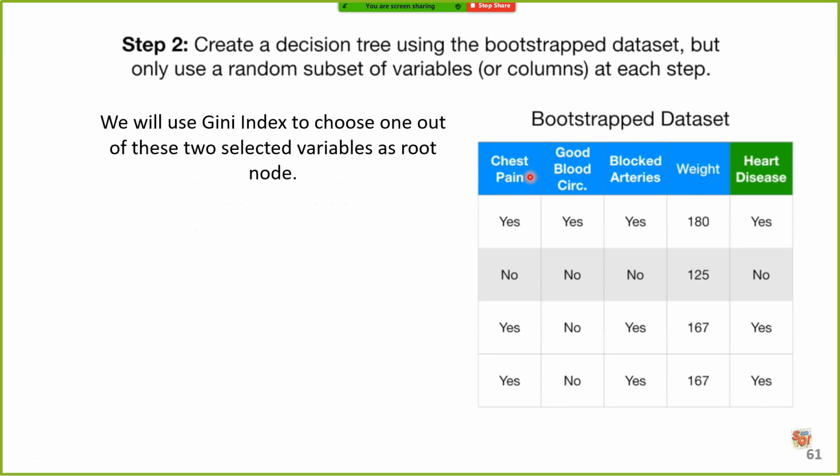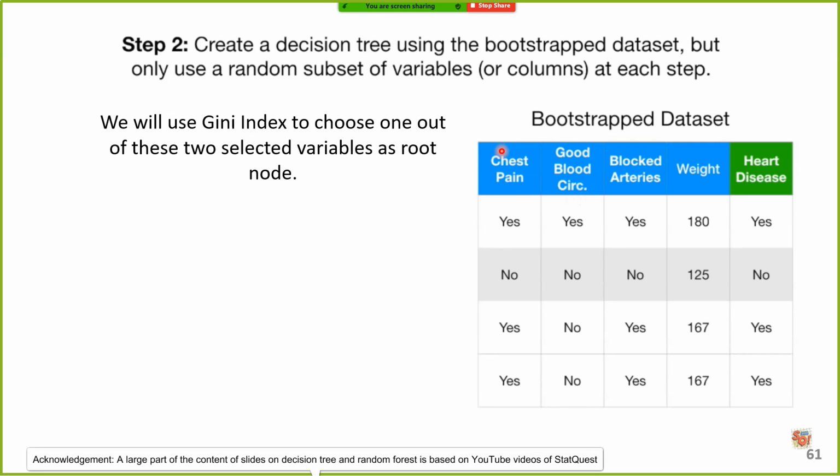Suppose we have chosen chest pain and good blood circulation as the two features that we want to consider. Then we will find out the Gini index of these two features, and whichever has the lower Gini index, we will use that feature as the root node. So suppose in this case good blood circulation came out with the minimum Gini index, so we have chosen that.